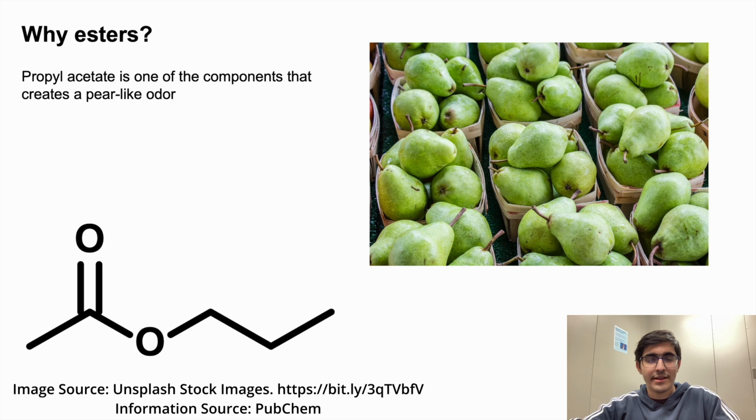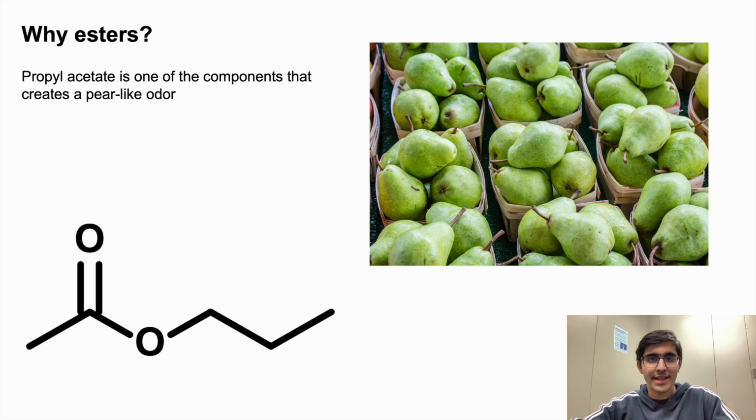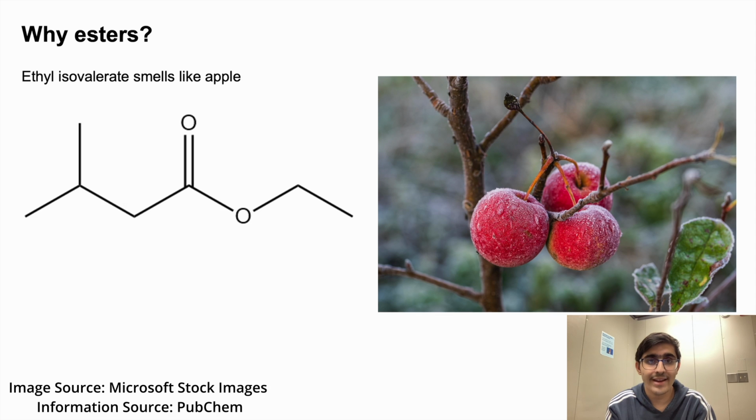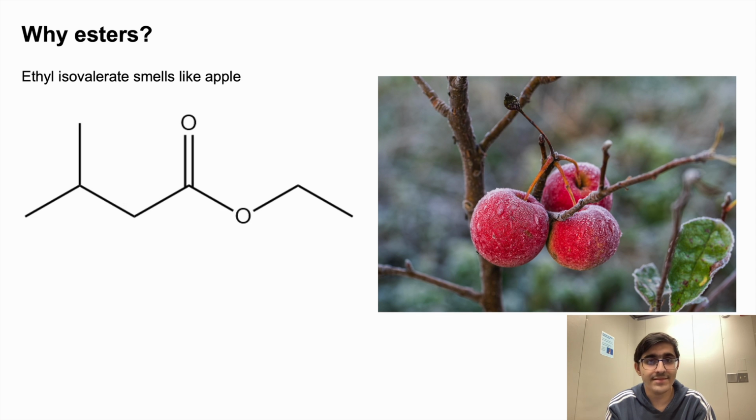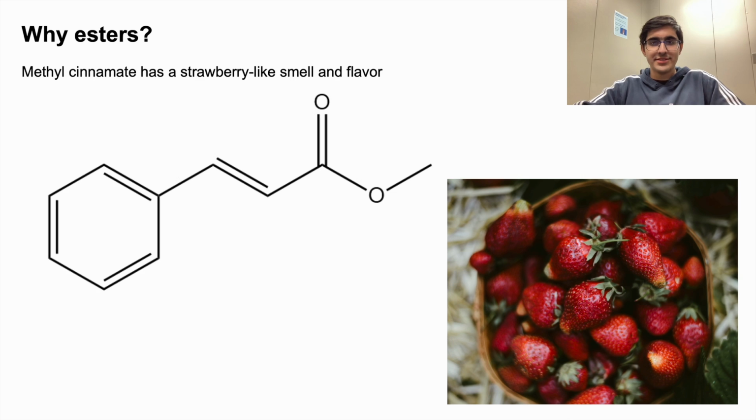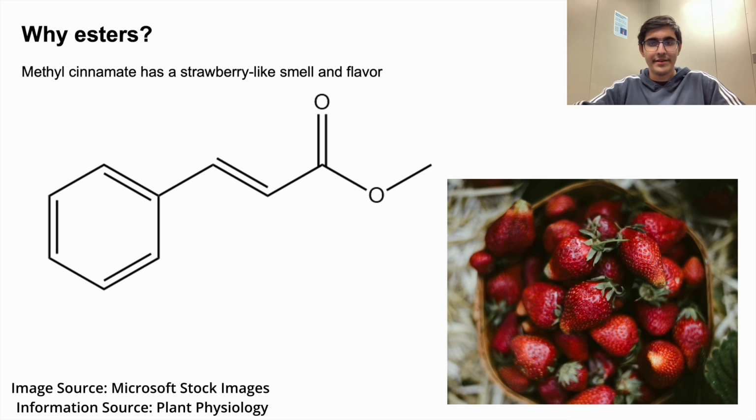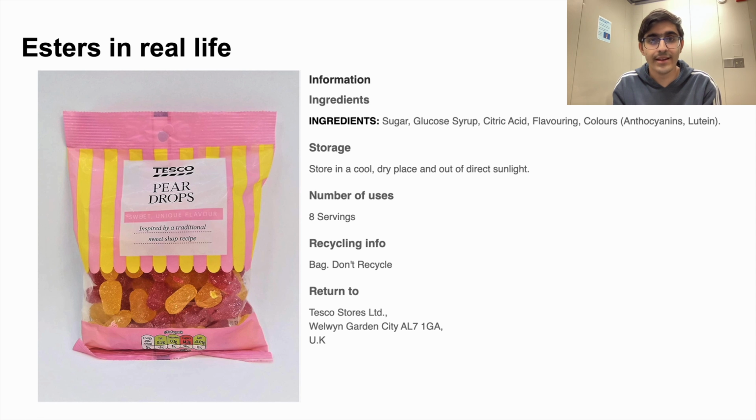But esters really get their fame from their role in creating the odors in fruit. For example, pears get their smell from the ester propyl acetate. In apples, you'll find ethyl isovalerate, and that gives them their distinctive smell. And methyl cinnamate produces the smell in strawberries. And so scientists have taken advantage of the odors esters can produce in the food production process.